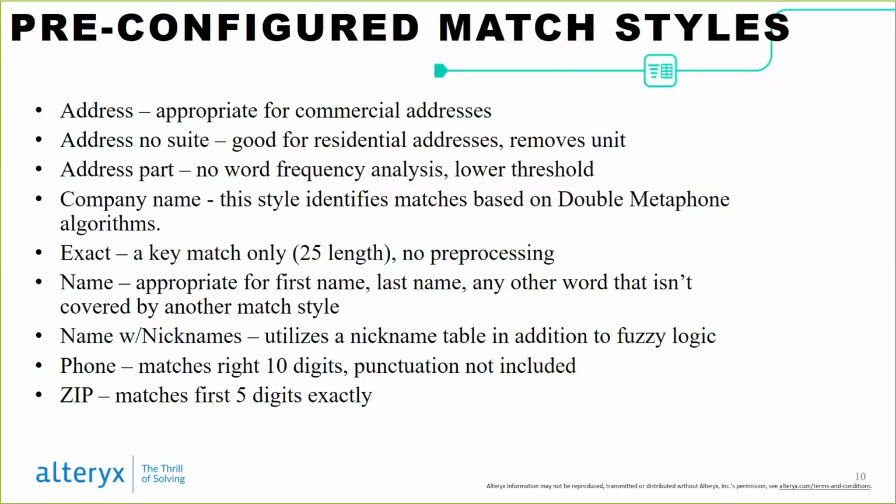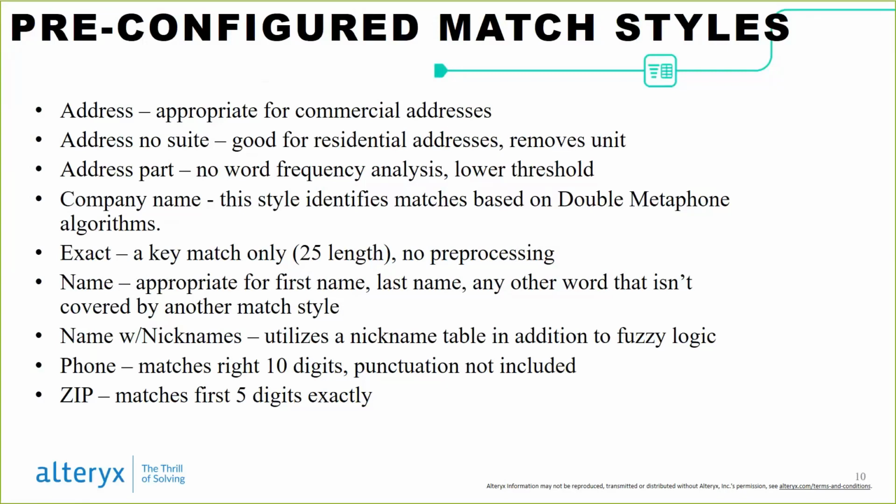There's three different types of address pre-configured match styles. There's company names, there's exact matching, names with nicknames, phone, and zip. Names with nicknames is a really interesting one in this case because let's say we are working with Joe and Joseph. Looking at the strings themselves, they are quite different. One has 3 letters, one has many more. One has a PH, the other one does not. So on a character-by-character basis, they seem very distant and are likely not to match each other. However, the reality is that something like that should have a really close relationship because it's just 2 different ways of writing the same thing.